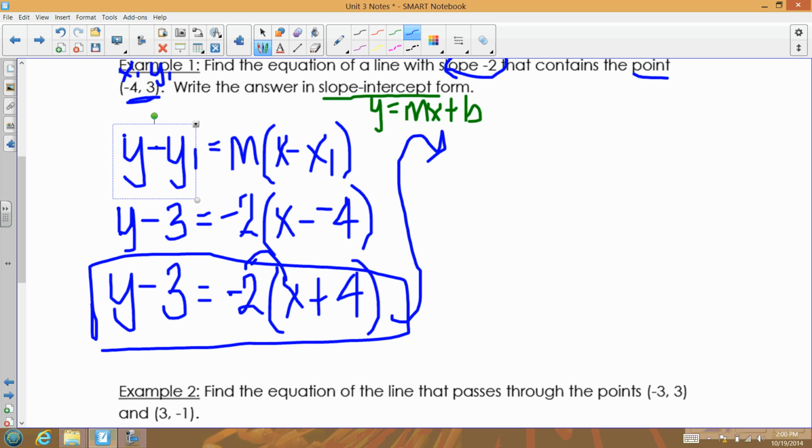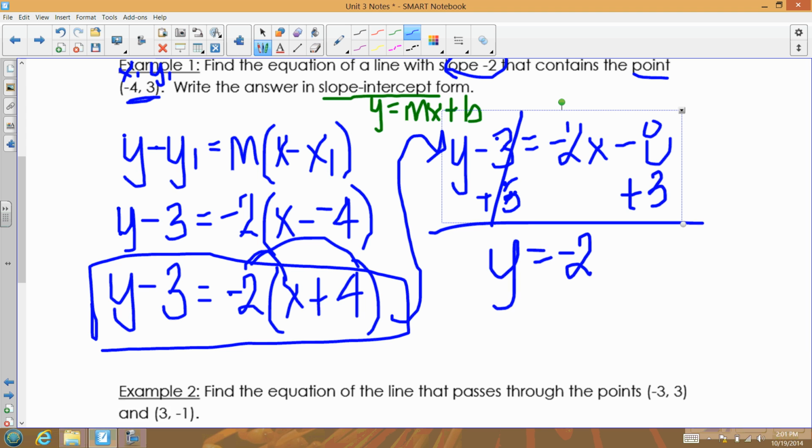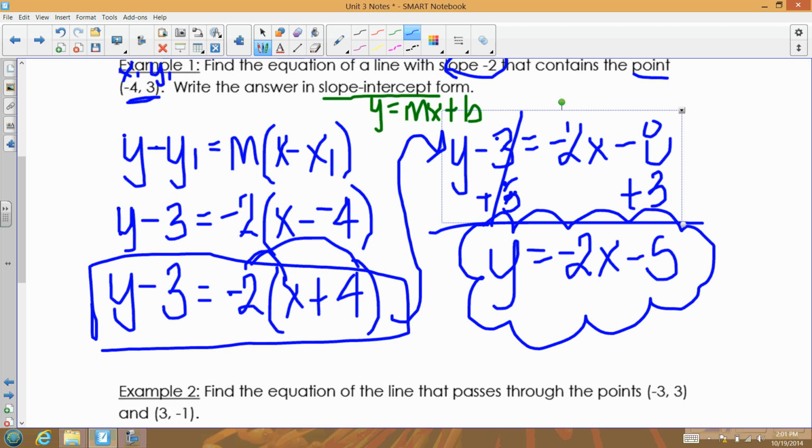So I'm going to go ahead and I'm going to distribute that -2. So it's going to be y minus 3 equals -2x minus 8. And then I'm going to add the 3 to both sides. So I have y equals, so those are gone, -2x minus 5. So that would be my final answer in slope-intercept form. Let's look at another example.